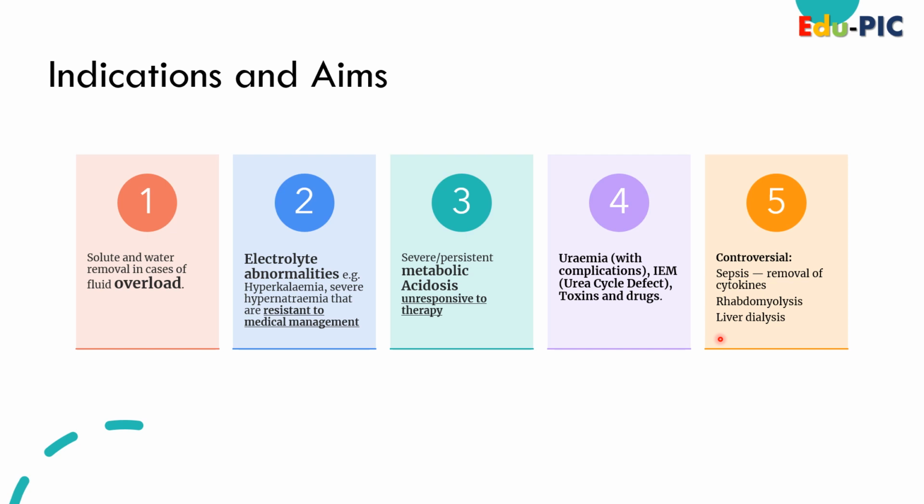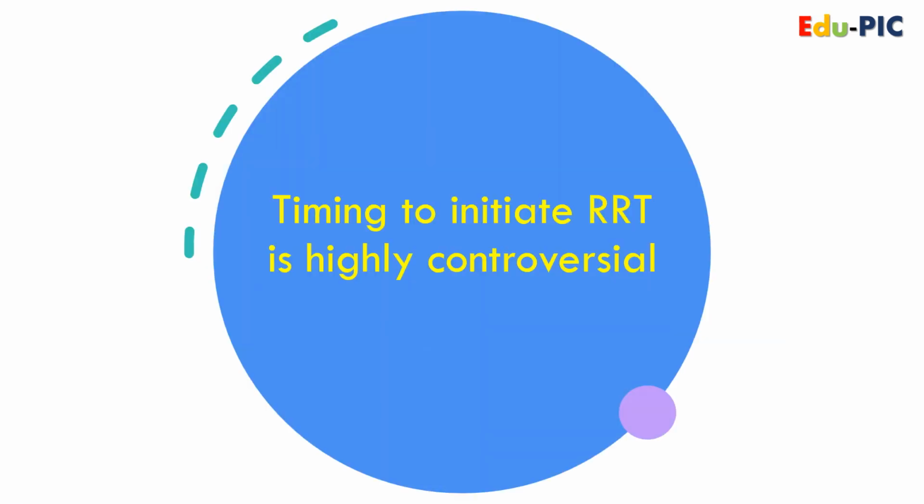And the last one is liver dialysis, which some centers would advocate for liver failure with, again, high numbers of ammonia. Just to say that we know the indications, but the timing to initiate renal replacement therapy is quite controversial. Most of the studies come from the adult world, and there is no good evidence to prove if early renal replacement therapy is better than late renal replacement therapy. So should you really rush for it, or should you wait until you've got established indication, is still a major question.